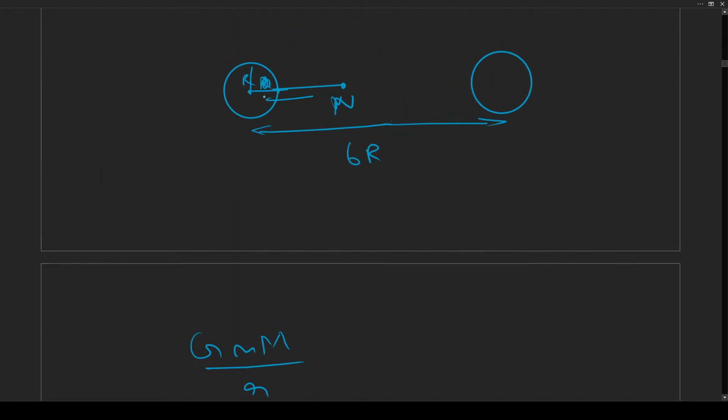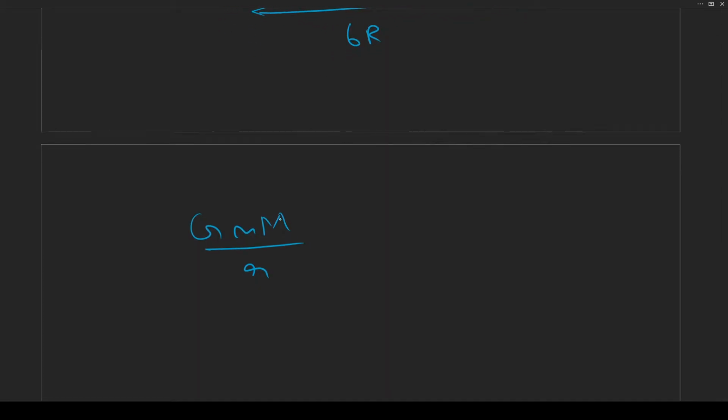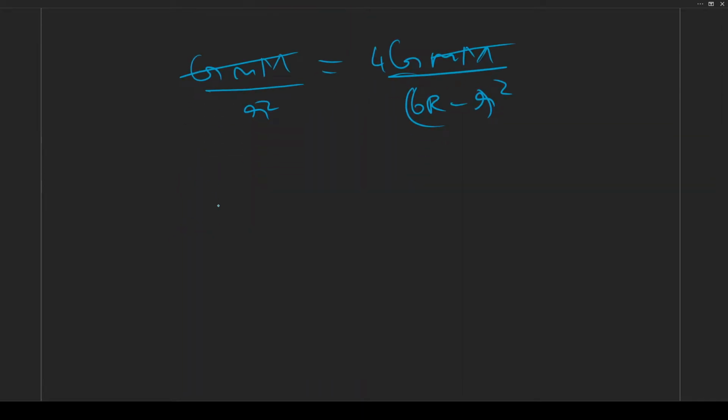GMm by r, where m is the mass of the projectile and r is this distance, is equal and opposite to 4GMm by (6r minus r). There should be a square here as well. GMm cancel.